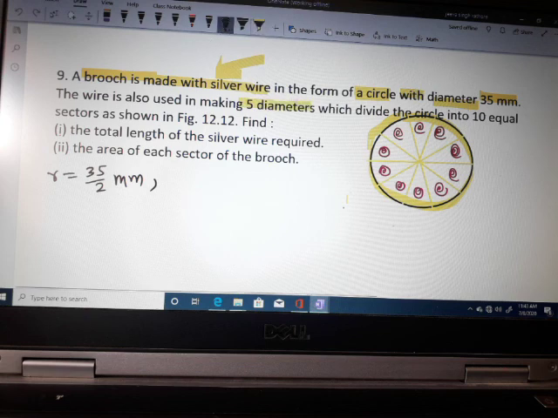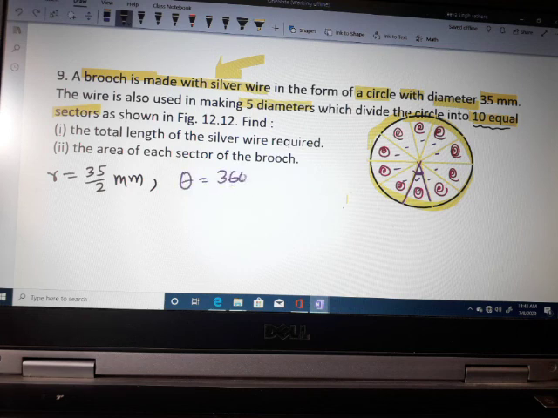ठीक है, तो 5 diameters, this is the radius which divide this into 10 equal sectors. How many sectors are divisible, 10 equal sectors. मतलब ये 10 सेक्टर्स में डिवाइड कर रही है. देखो दिस इज 1 2 3 4 5 6 7 8 9 10. आई एम कंसिडरिंग दिस सेक्टर ओनली. ठीक है, तो टोटल एंगल थीटा, 10 सेक्टर्स में डिवाइड है, तो थीटा विल बी 360 डिवाइड बाय 10 इक्वल पार्ट्स, दैट विल बी 36 डिग्री, एंगल विल बी 36 डिग्री फॉर वन, दिस वन.